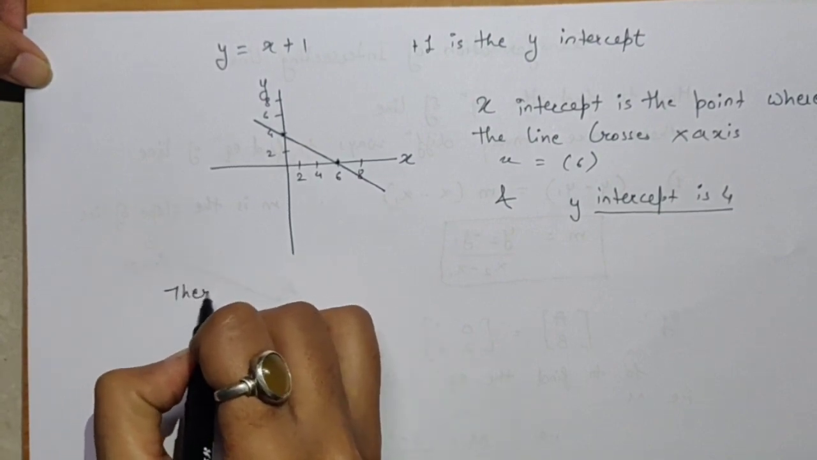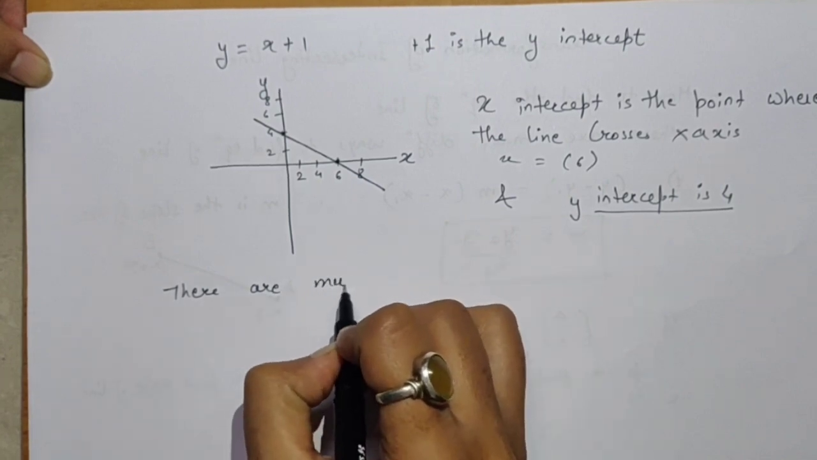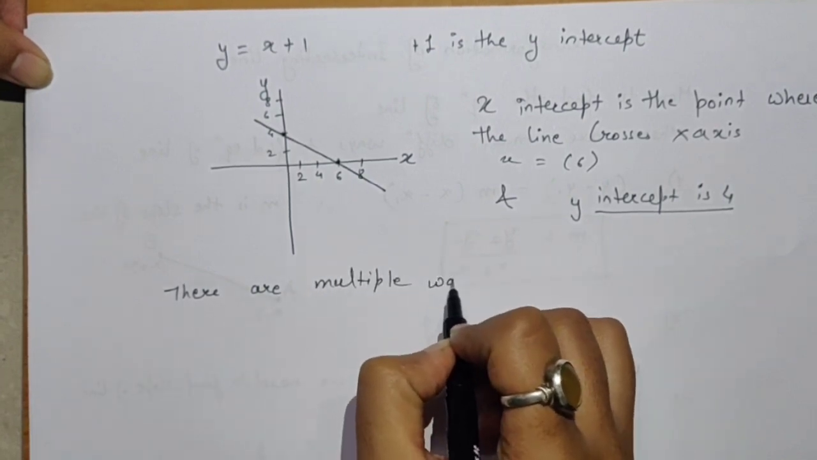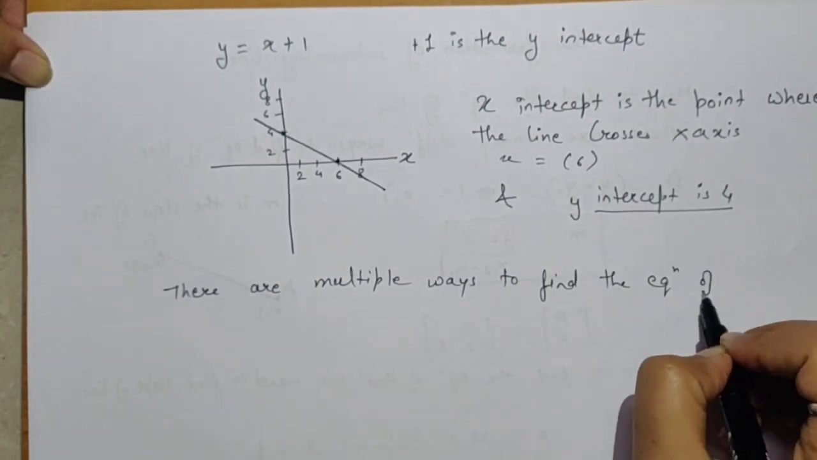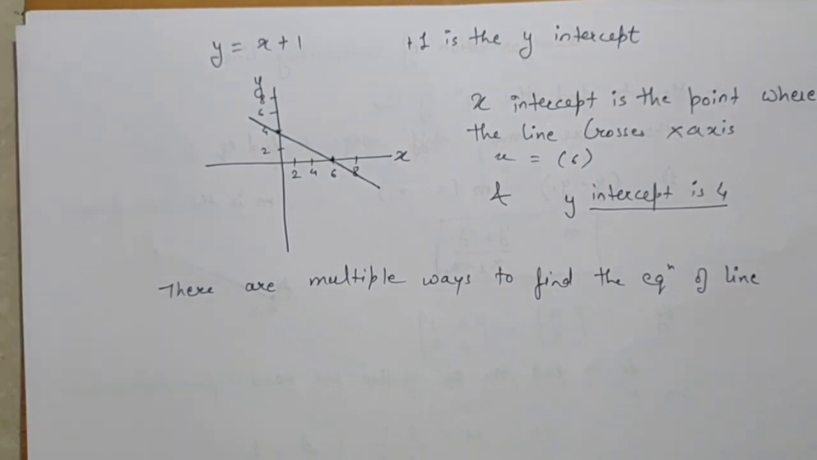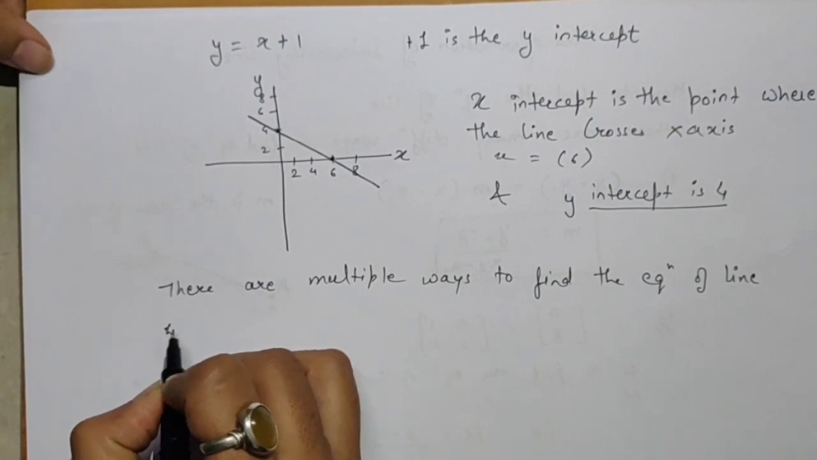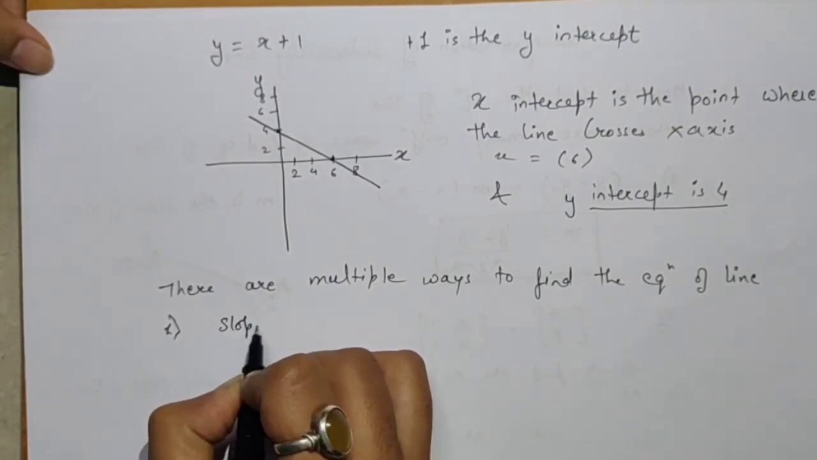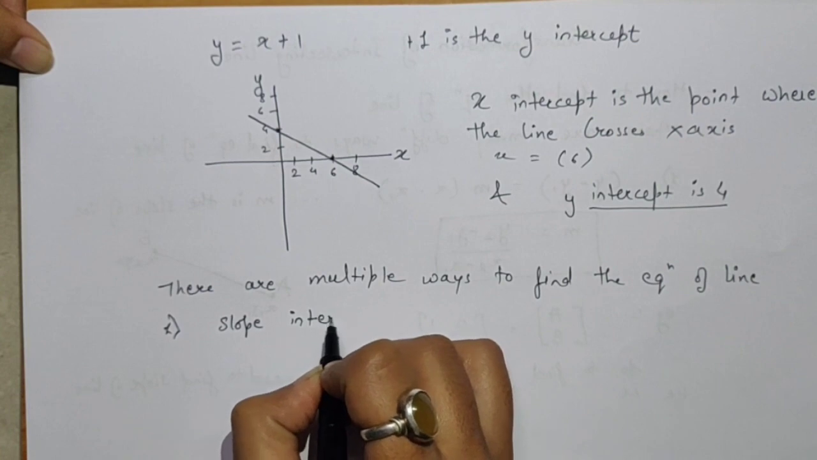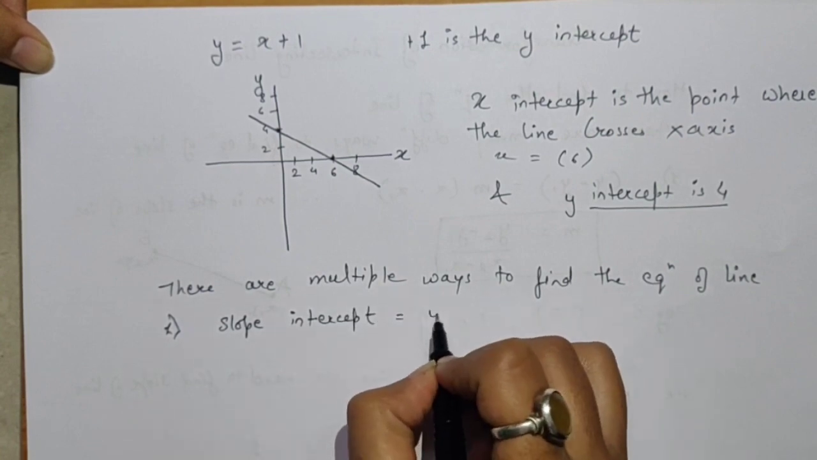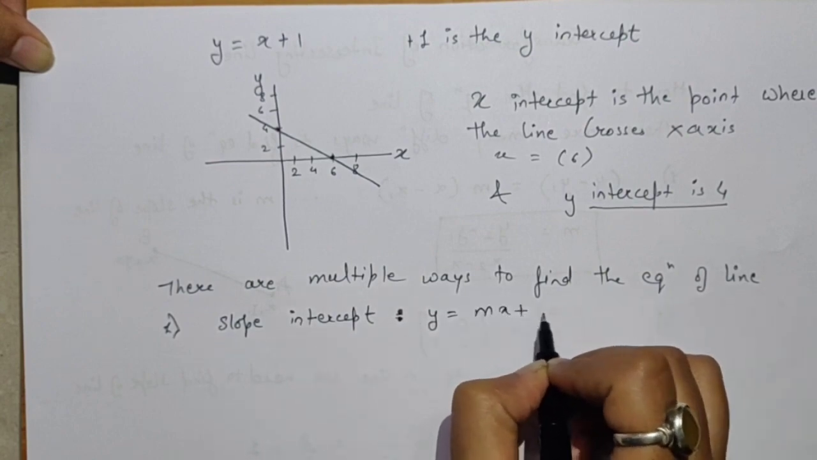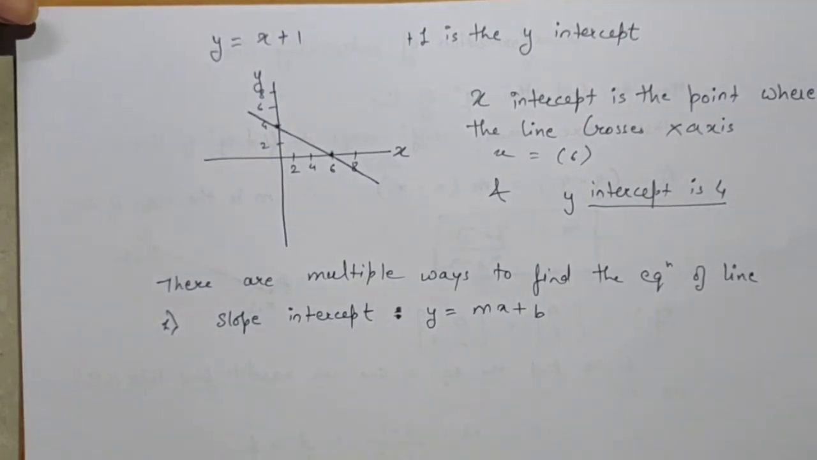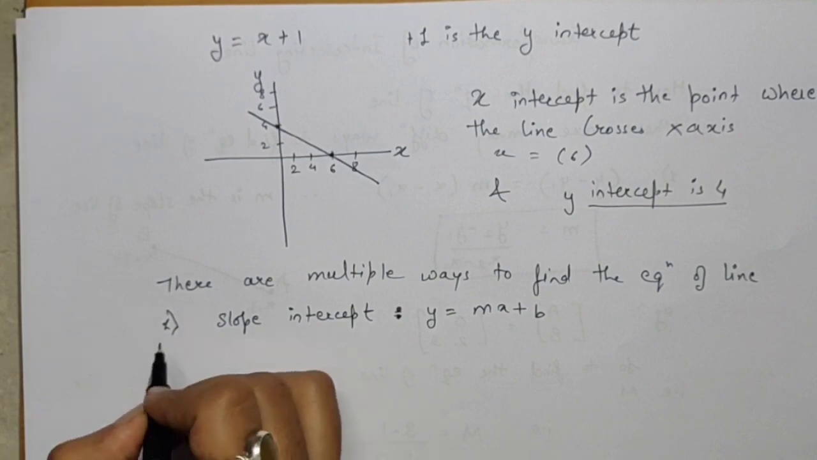So there are multiple ways to find the equation of a line. We could say there are multiple methods through which we can identify a line. The first method is slope intercept, that is, y is equal to mx plus b. Now b in this case is the y-intercept.